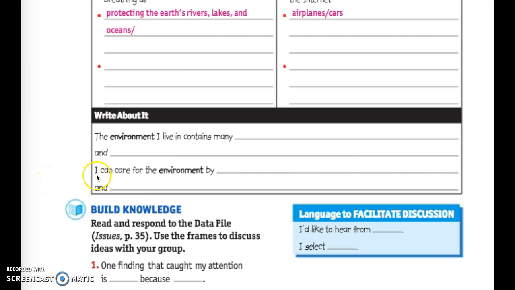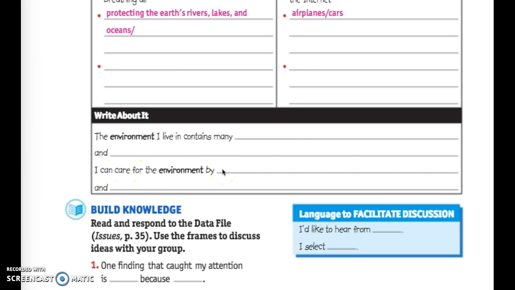So now let's move on to the final sentence. This one says, I can care for the environment by blank and blank. So these blanks, they're not going to be nouns, because if you put a noun there, it wouldn't make any sense. You're going to use a verb, which is an action, like jump, but you're going to add an ing at the end of it, so jumping. But of course, you can't care for the environment by jumping.